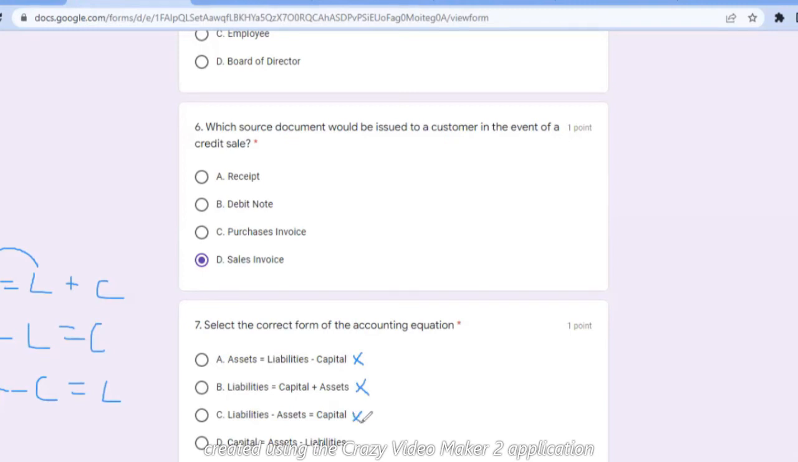Right? So they can trick you on the exam though. Is capital equal to assets minus liabilities? Yes, this is it. See it here. So assets minus liabilities equal capital. Same thing as saying capital is equal to assets minus liabilities. So that is indeed the correct answer.